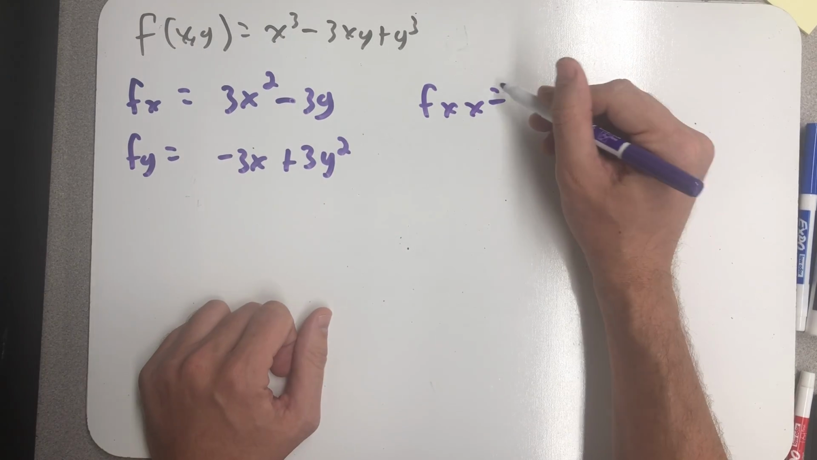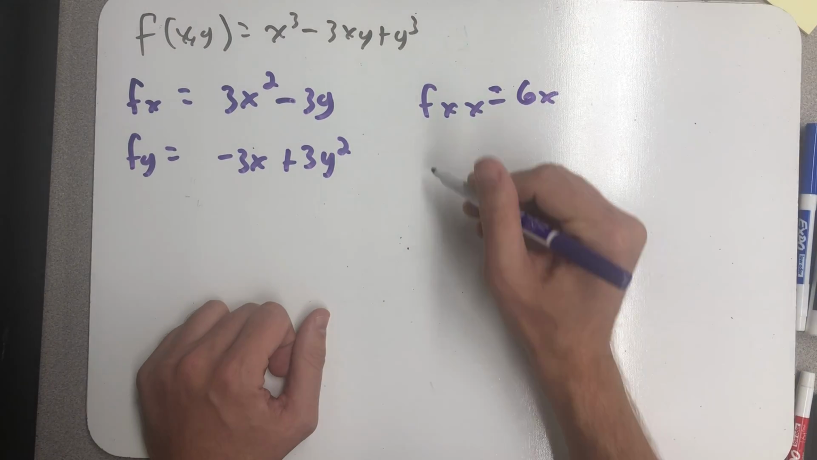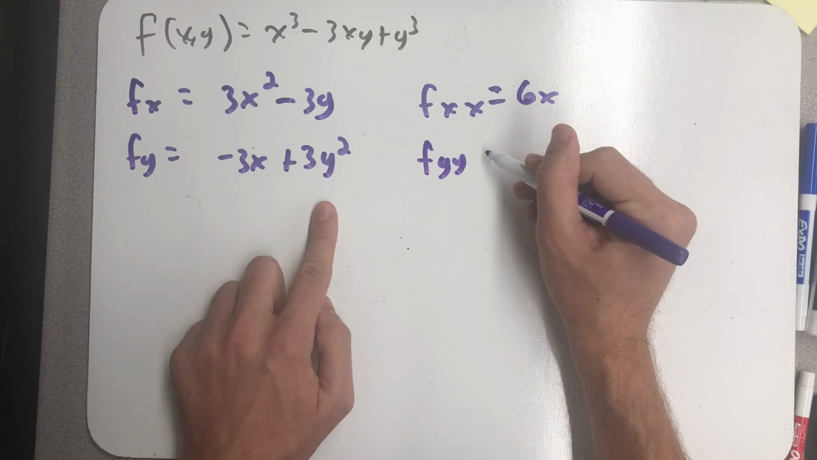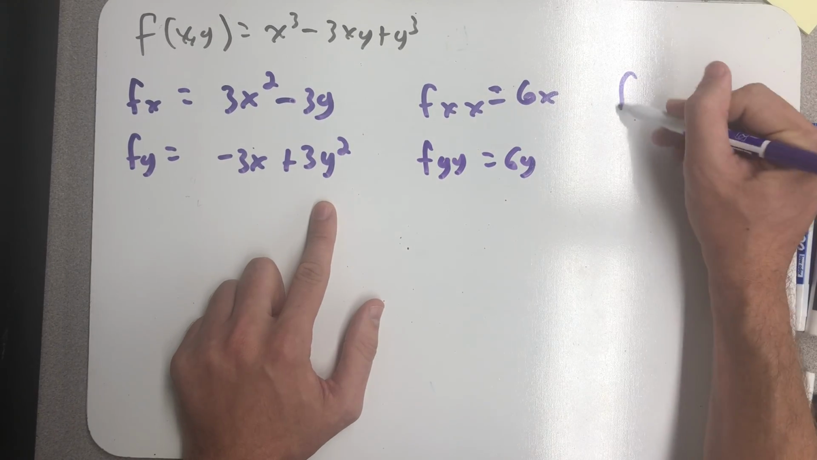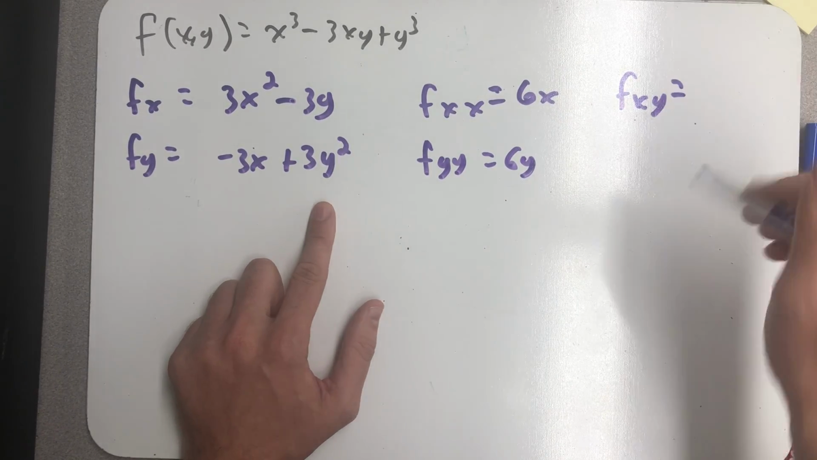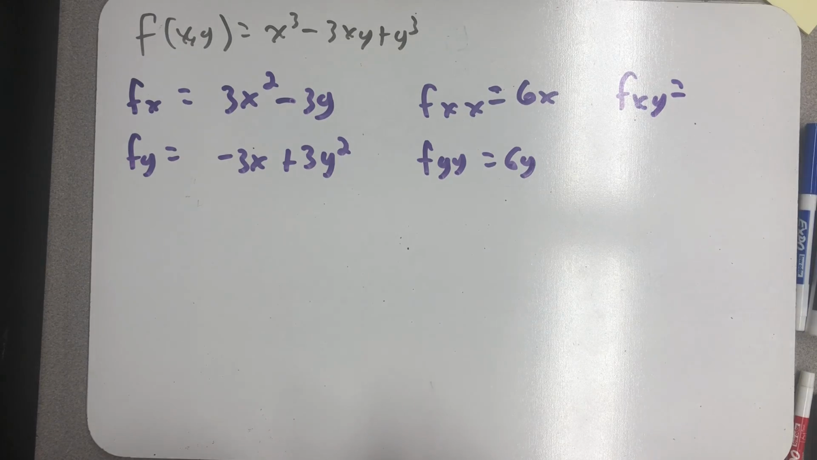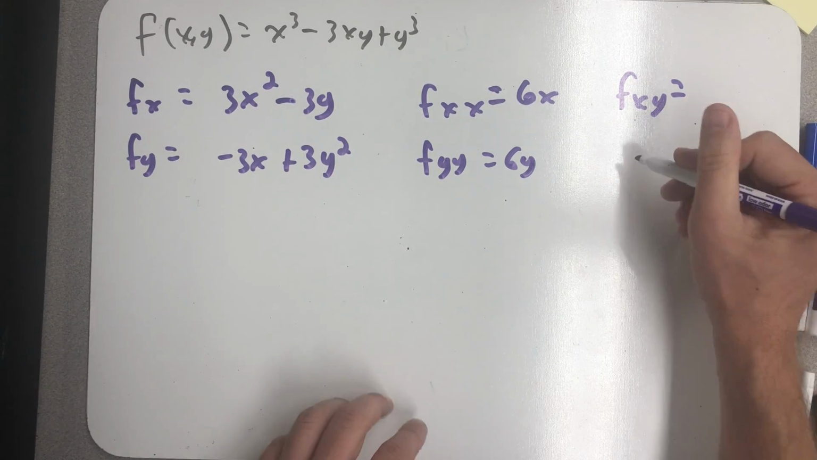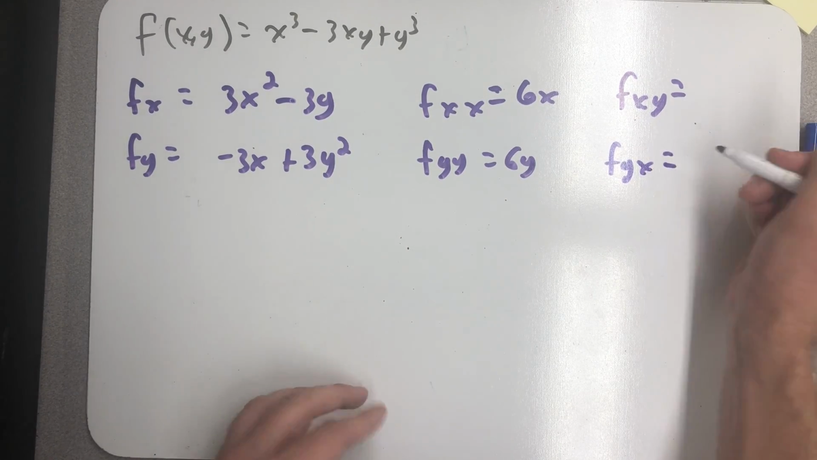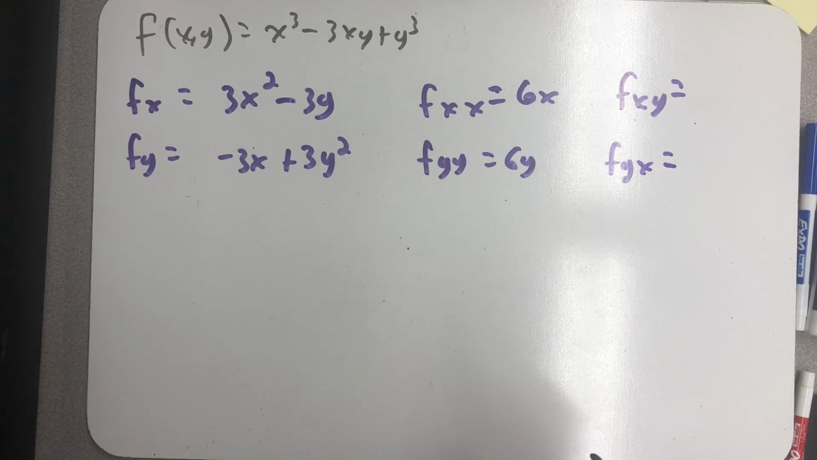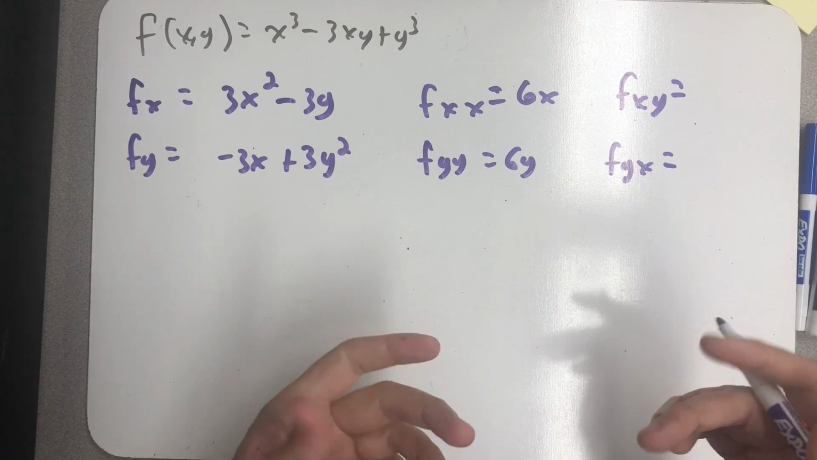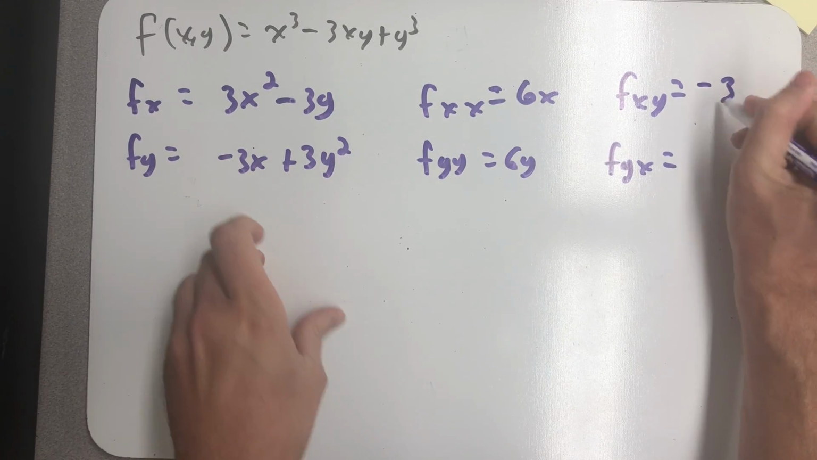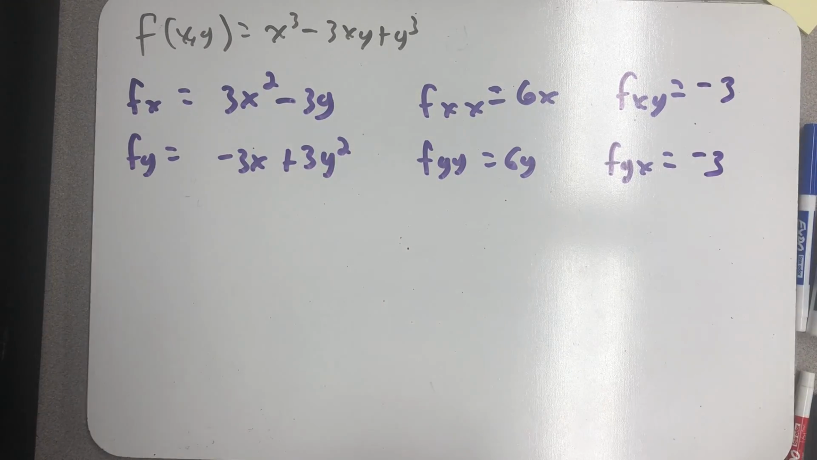Here, differentiating with respect to x again gives me a 6x. Here I'll have a 6y, and then a mixed partial. And I really only need one of these because I know they're going to be the same. Since they're so easy to do, I'm just going to write them both down anyway. I always enjoy writing them both down, and that's probably an odd thing to say and then publish on YouTube, but whatever. All right, I get minus 3 for both. Clairaut's theorem is always a good thing to remember.